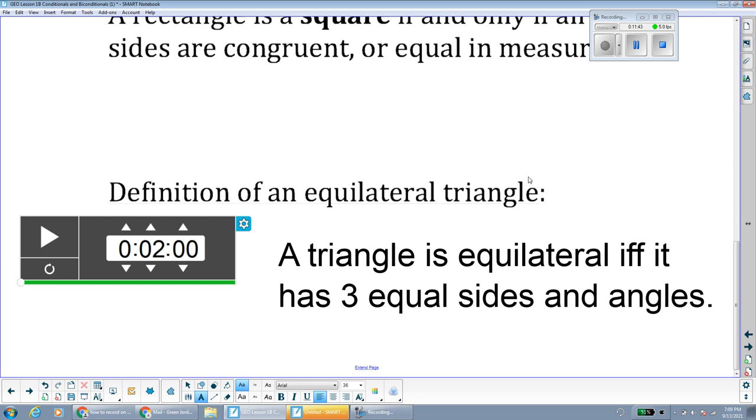A triangle is equilateral if and only if it has three equal sides and angles. If we read it forwards as a conditional, if a triangle is equilateral, then it has three equal sides and angles. Makes sense? That's true. If we read it backwards instead, if the triangle has three equal sides and angles, then it is equilateral. That also makes sense. That is what it means for a triangle to be equilateral.